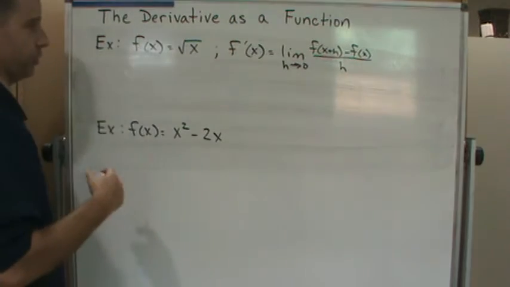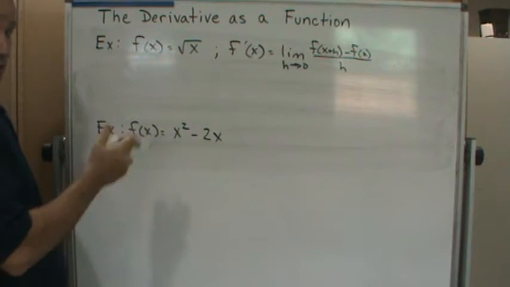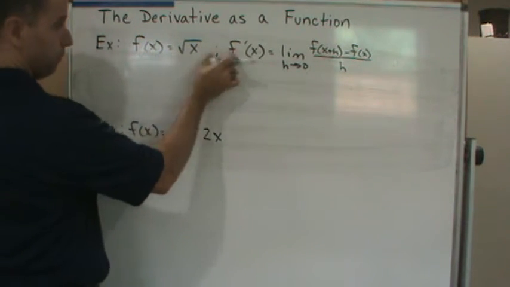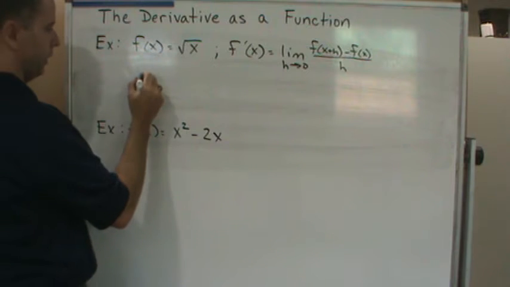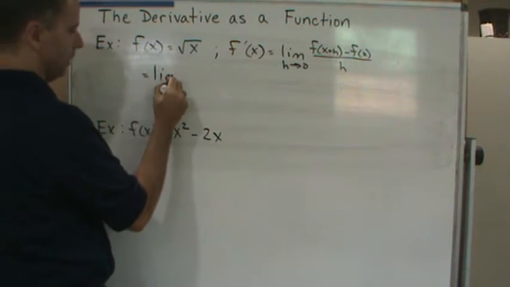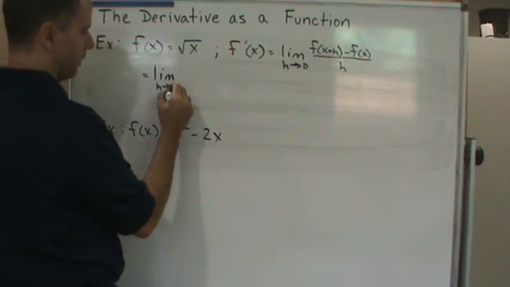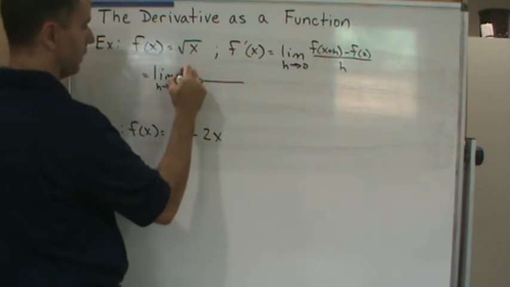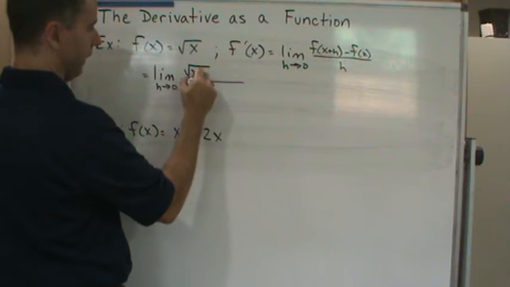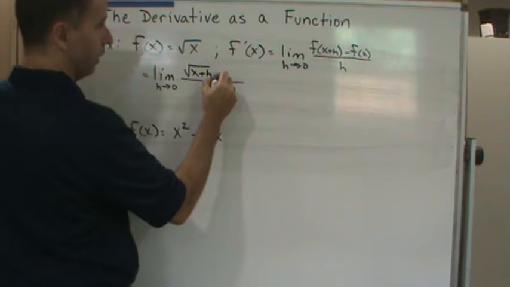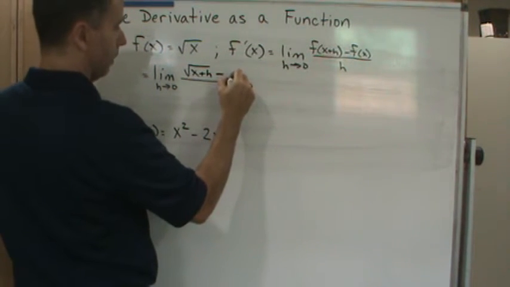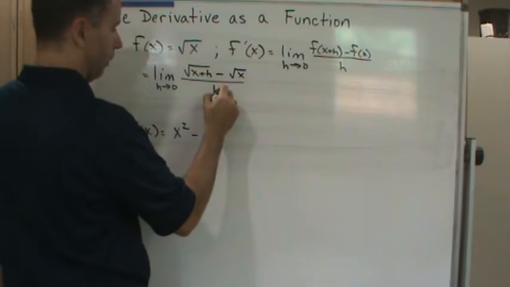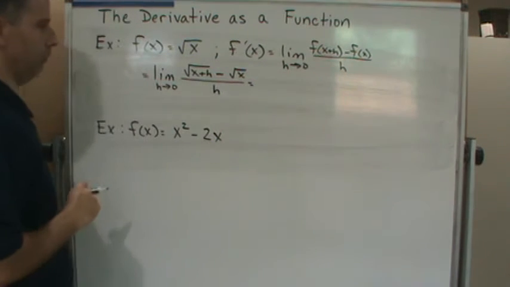And now we're just going to plug in those arguments into here. This is going to be equal to the limit as h approaches 0 of the square root of x plus h minus the square root of x over h.